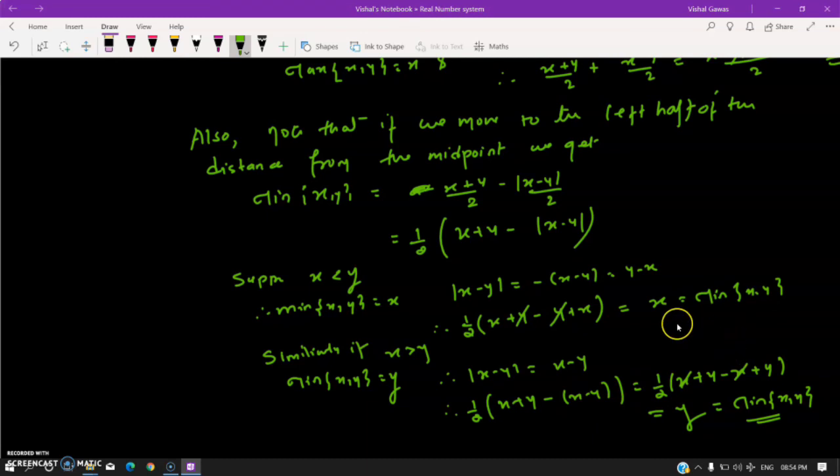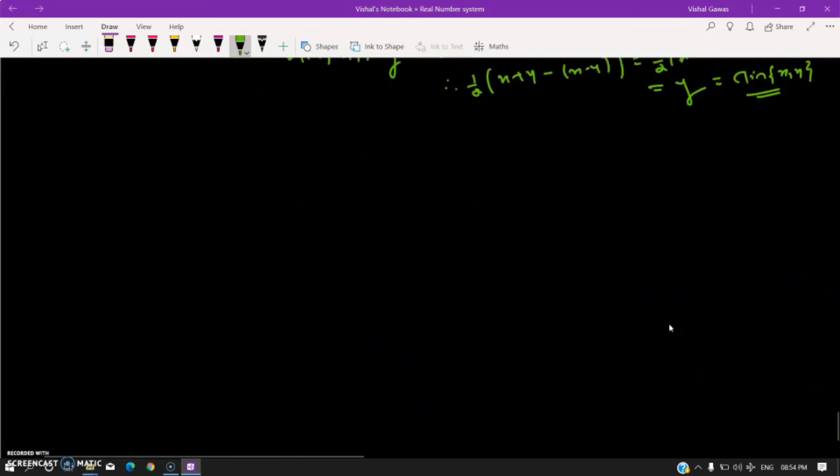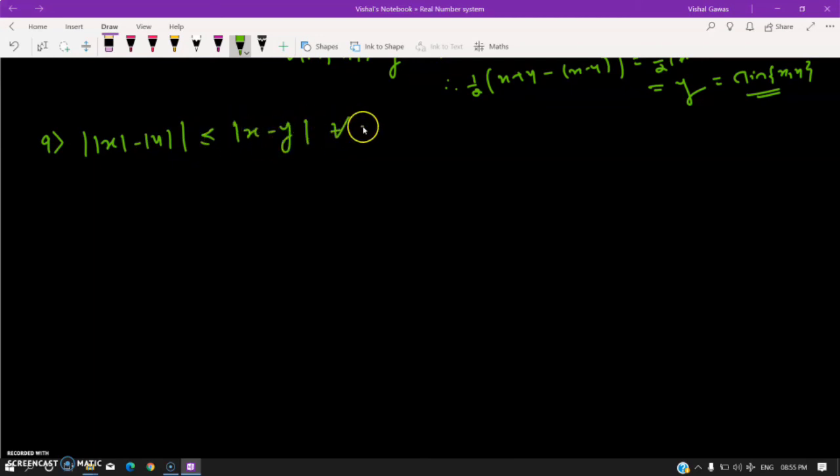Okay, and then the last property we would see is, I don't know what the property number is, maybe 8 or 9, check it out, I don't remember. This is 9th, I believe: the absolute of absolute x minus absolute y is always less than or equal to the absolute of x minus y for every x and y in the reals.